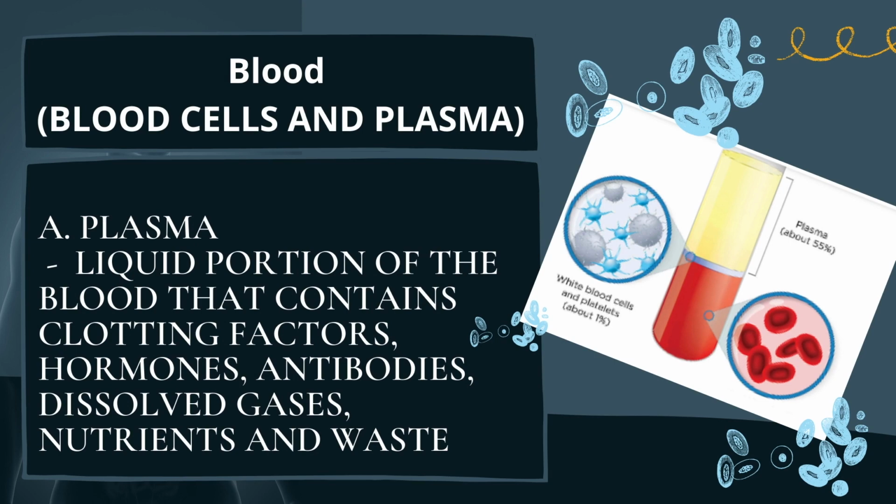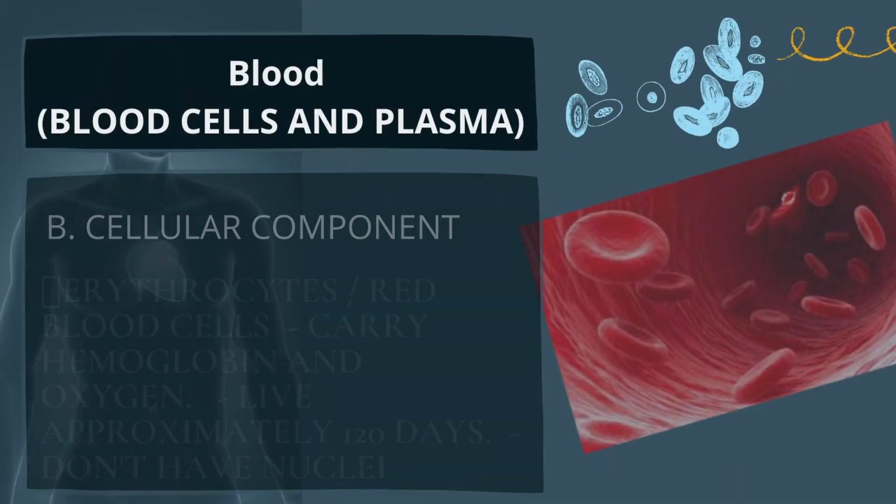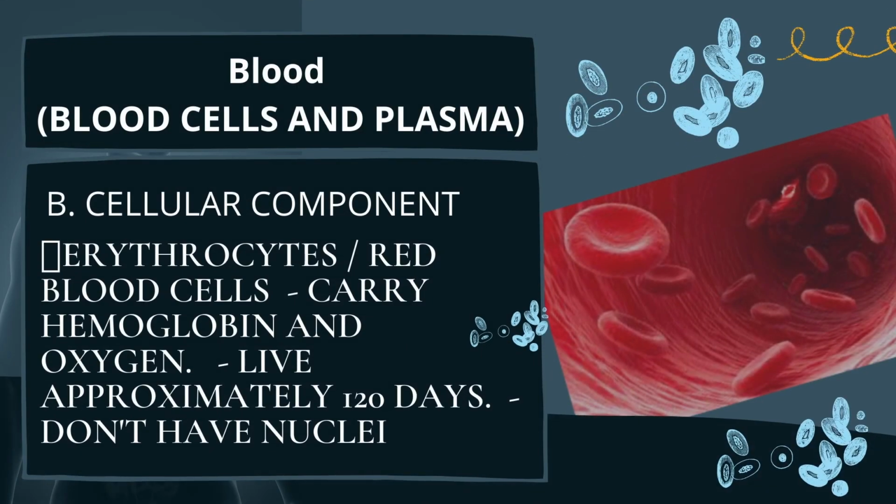The plasma is the liquid portion of the blood that contains clotting factors, hormones, antibodies, dissolved gases, nutrients, and waste. The cellular components of the blood include the red blood cells, white blood cells, and platelets. The red blood cells, or erythrocytes, carry hemoglobin and oxygen.